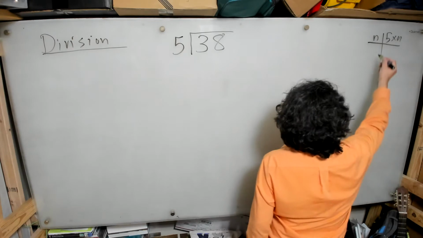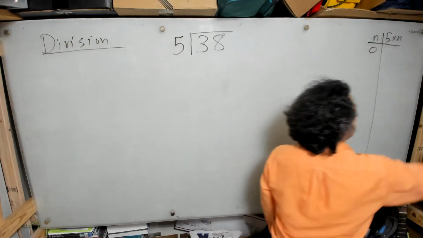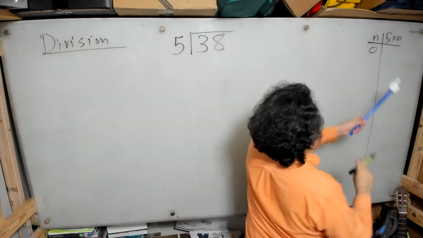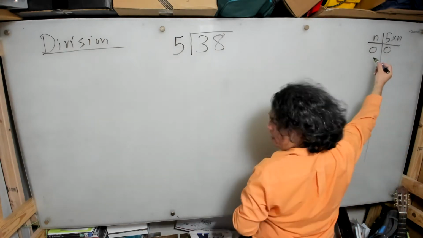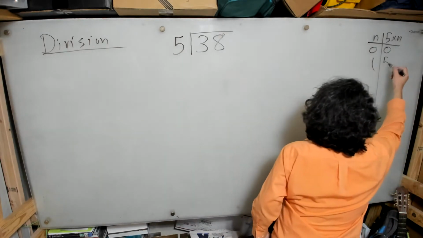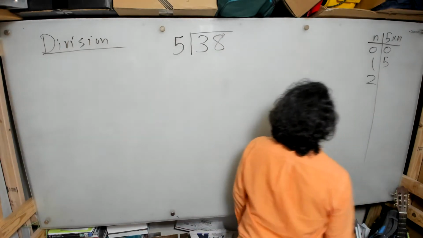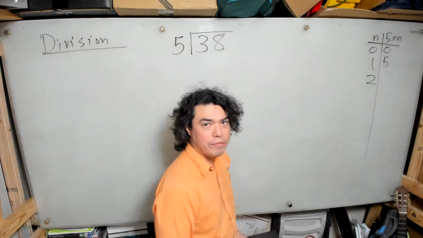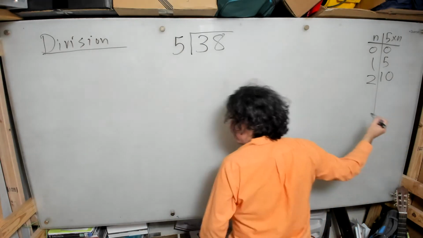So we know that if n is 0, 5 times 0 would be 0. If n were equal to 1, 5 times 1 is 5, okay? That's the easy part. What about 5 times 2? I would add 5 to 5. 5 plus 5 is 10, so I get 10 here, okay?